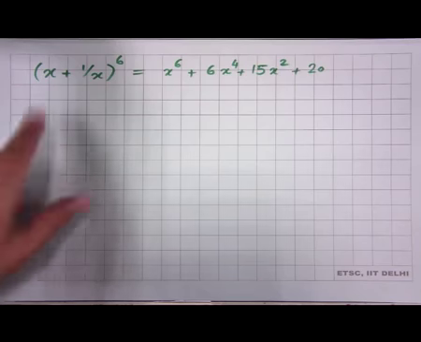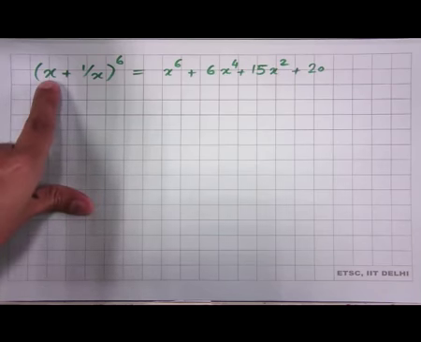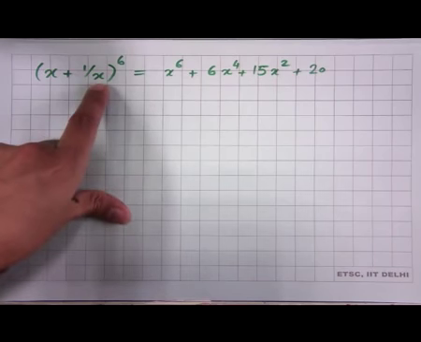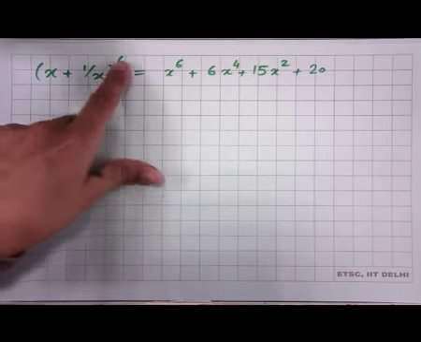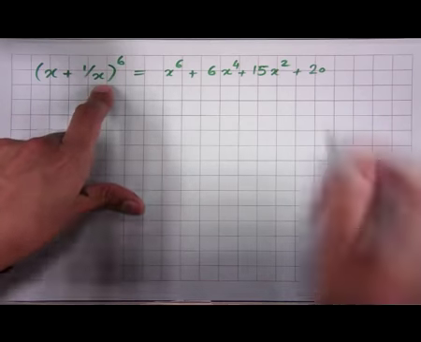And then the next time you pick x only twice and 1 by x 4 times, right, and that is again 6C2 times.